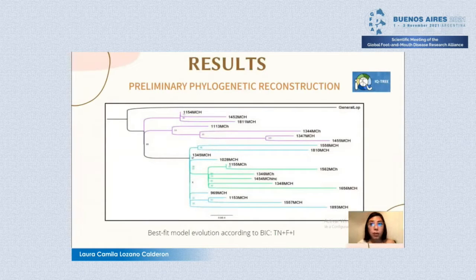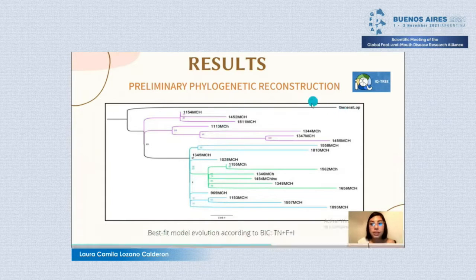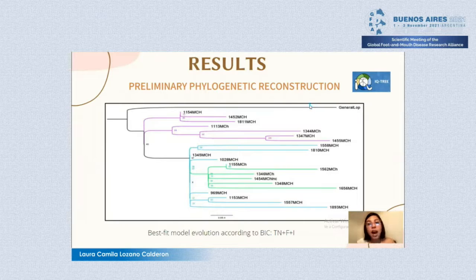So we obtained the following tree. Here we can observe the grouping of three clusters, 1, 2, and 3. And this is an outgroup. We used the samples called General Lopez.